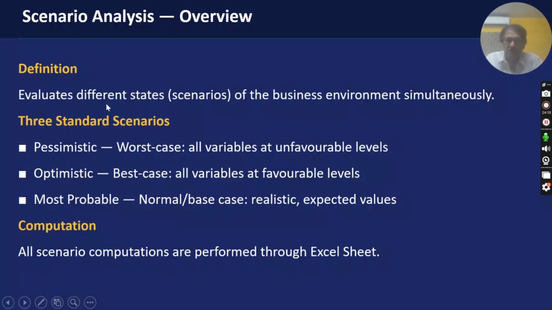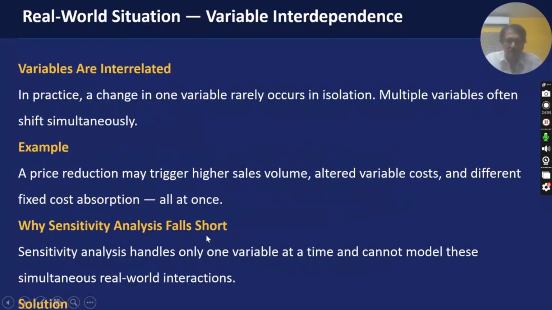Scenario analysis evaluates different states, scenarios of the business environment simultaneously. The normal practices, the standard scenarios are pessimistic, optimistic, and most probable. Pessimistic means worst case, all variables at unfavorable levels, and optimistic means best case, all variables at favorable levels. Most probable is the normal or base case, that is realistic or expected values. Computing all scenarios is performed again through Excel sheet.